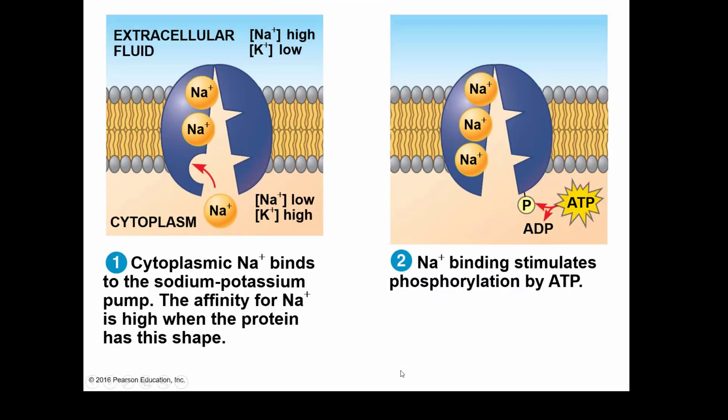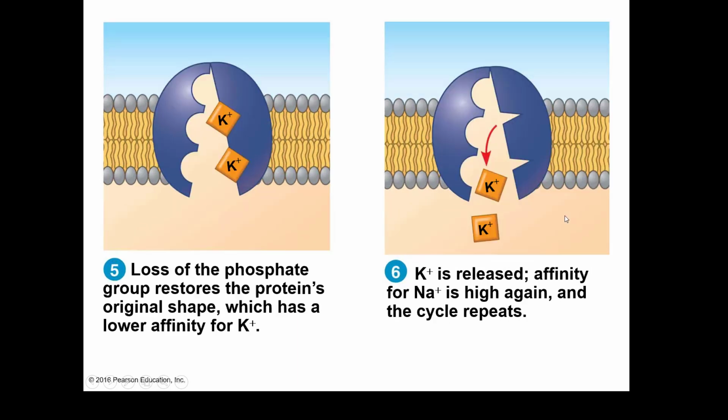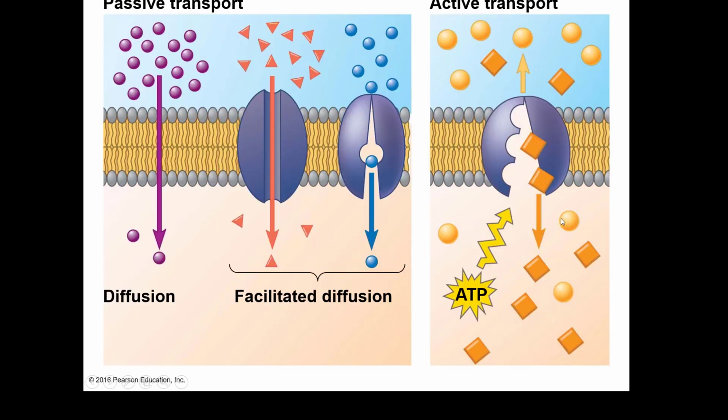This is just an image diagram of that sodium-potassium pump. So sodium binds to the sodium-potassium pump, and the affinity for sodium is high when the protein has this shape. When it binds, it stimulates phosphorylation. ATP losing a phosphorus group releases energy, and that leads to a change in the protein shape. So it spits out that sodium, and now has a different shape so that potassium can come in. And that makes the phosphorus kick off and get back onto making ATP again. And so it just keeps going and going.